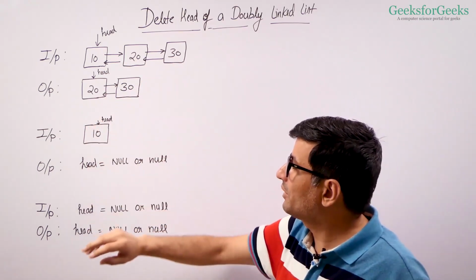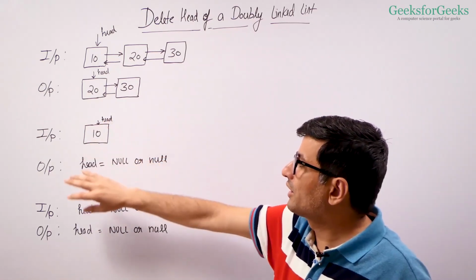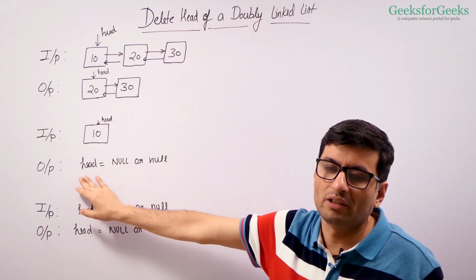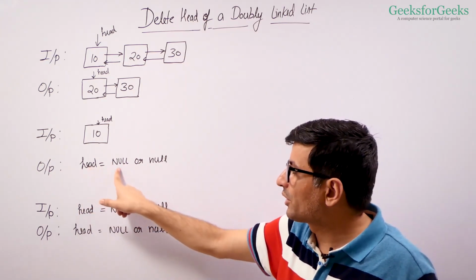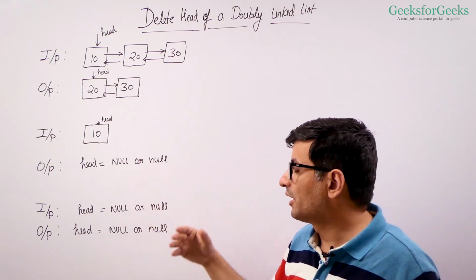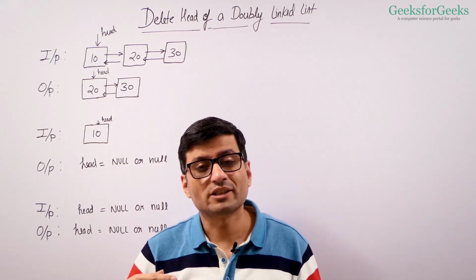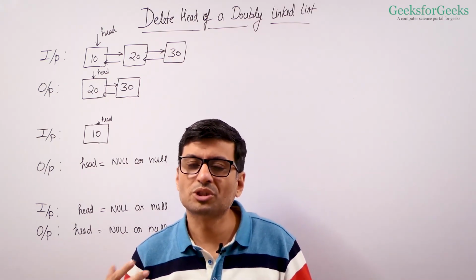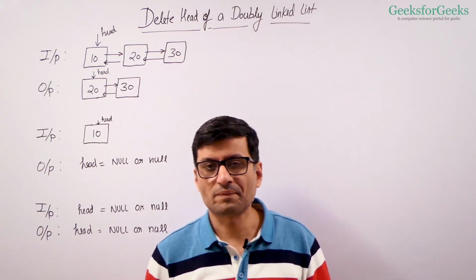Let us see this example. We delete this head node and our doubly linked list becomes empty. We represent an empty linked list as null. This is how we represent in C++. This is how we represent in Java. If your input doubly linked list is empty itself, then there is nothing to delete. So we need not change anything. We need to keep the head as null.